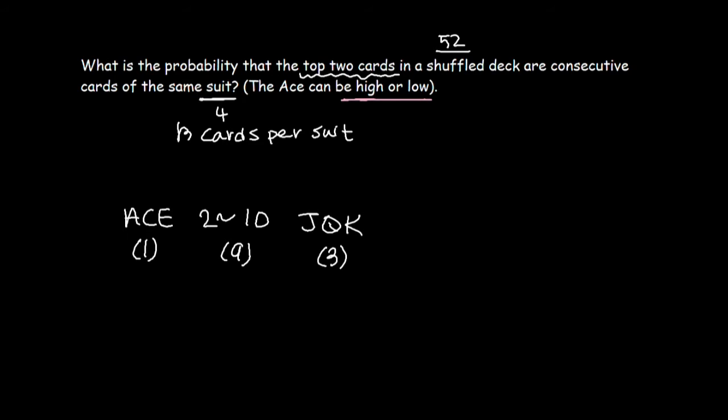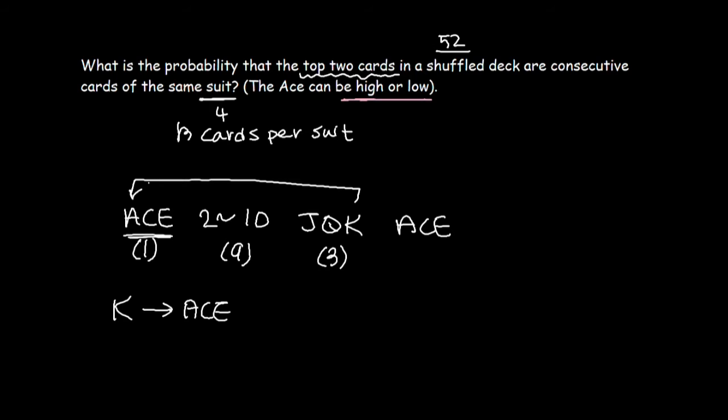What it means by the ace can be high or low is that ace can also come back here. Why? Because after king, what comes after king? Ace comes after king. You go back to the beginning and repeat the whole consecutive set of numbers. So what it's telling you here is that ace can be high or low. It's talking about the ace can also be next to number 2, and ace can also be next to the face card, king.